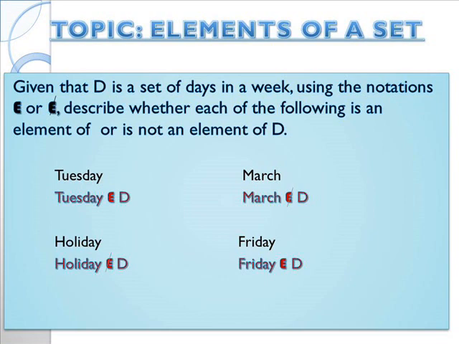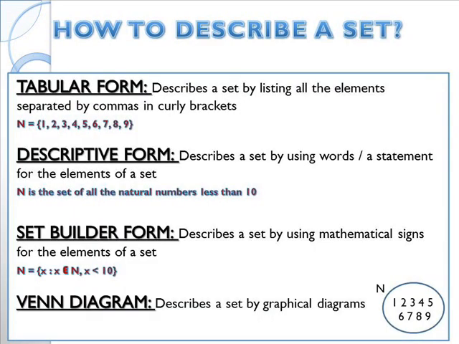Likewise, we will use the same symbol for Friday, because Friday is an element of set D. However, for March and holiday, we will put a slash over the epsilon sign to show these two are not elements of set D. We have discussed sets in detail. Now let us learn how to describe them.